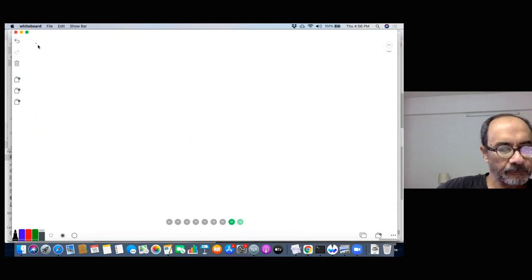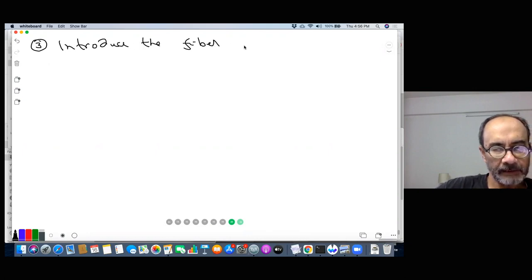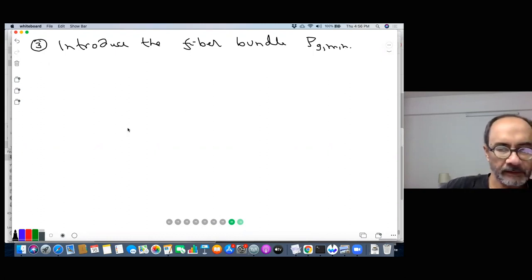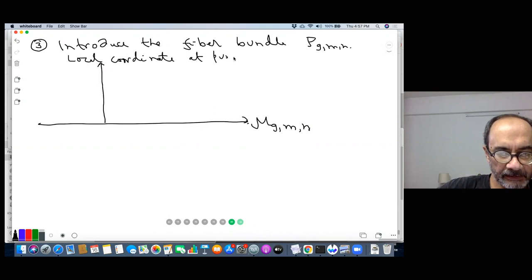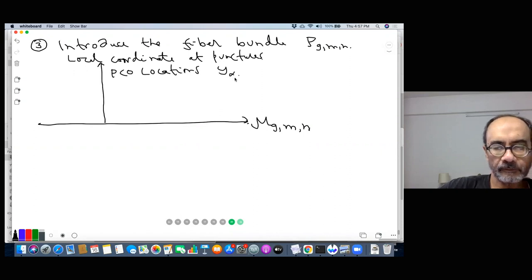Okay, then the third step is to introduce the fiber bundle E_GMN. So here there is a difference. So this is P_GMN as usual. So this includes spin structure information. Here earlier there is local coordinate information. At punctures, the additional information that we'll include here is the PCO locations. Okay. So these will be part of the fiber coordinate.